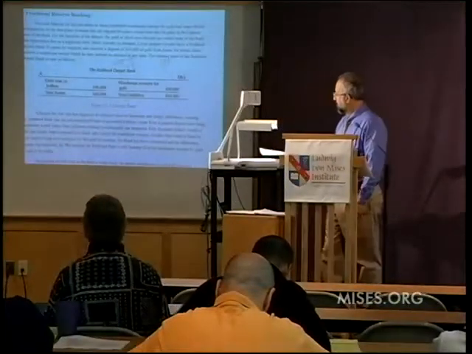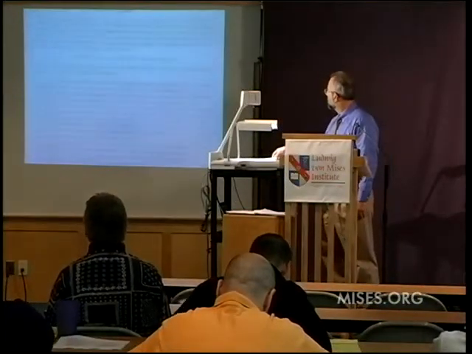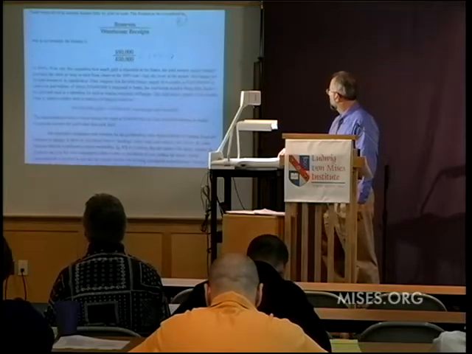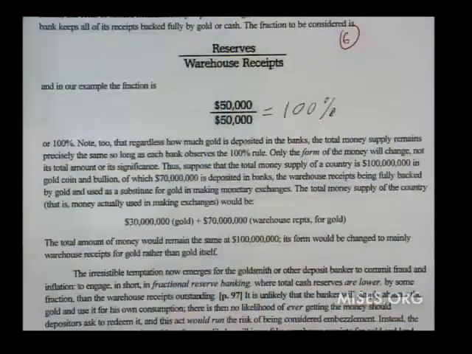But the principle has now been established that these assets are owned by the bank during the length of the deposit, even though the depositor can come in at any moment and redeem the warehouse receipt on demand. So you can see that in the equation for the percent reserves, reserves are in the numerator and warehouse receipts are in the denominator. So $50,000 in reserves are held to back up the $50,000 worth of warehouse receipts. So that's 100% reserves.